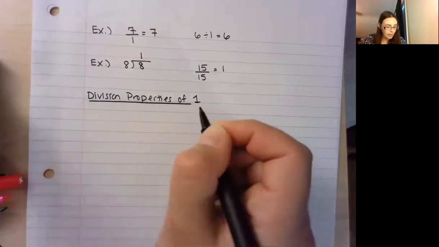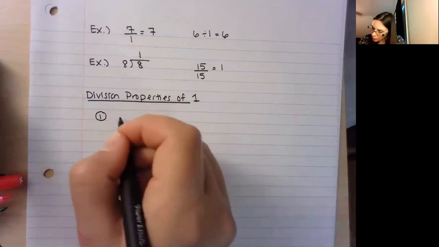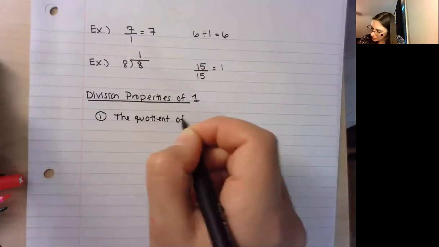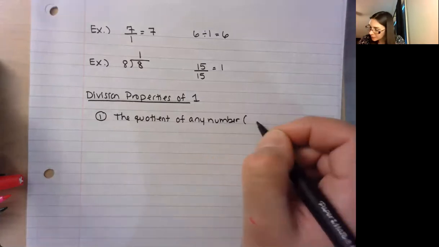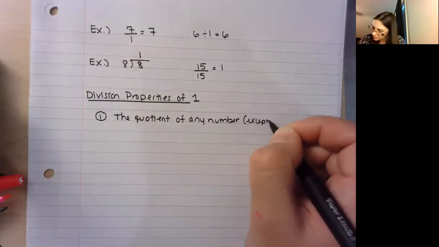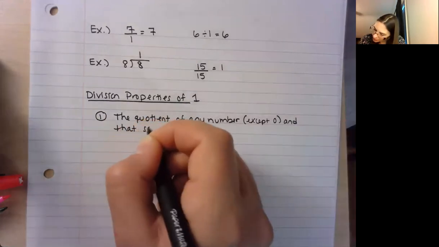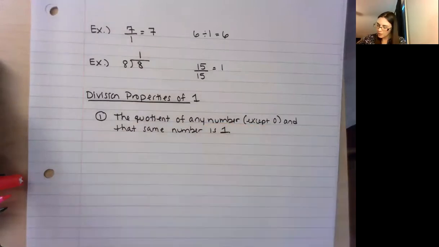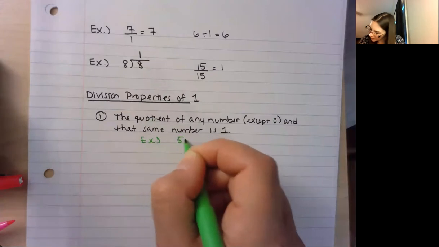So the division properties of 1. The first division property of 1 is that the quotient of any number, except for 0, and that same number is 1. So this is like our second example here. So for instance, 5 divided by 5 is 1.